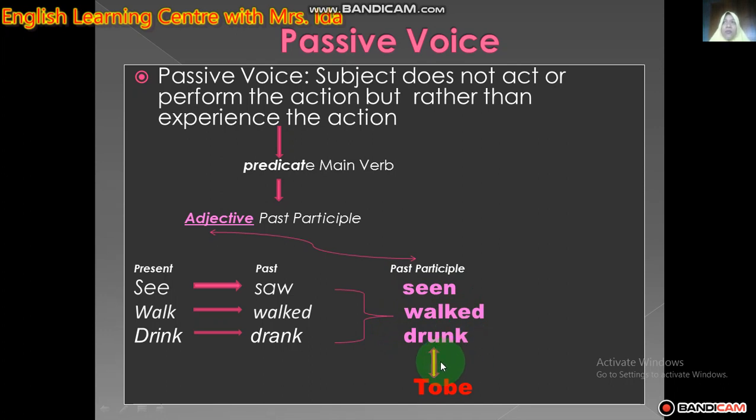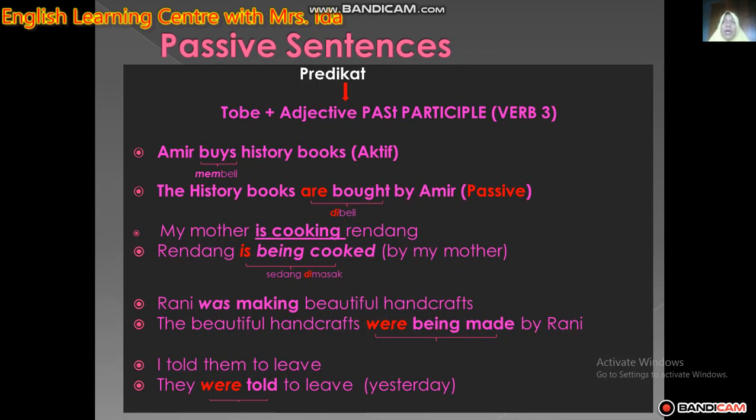Let's take a look further at a sentence of a passive voice. In passive voice, the predicate of a sentence must consist of to be and adjective past participle. What is the adjective past participle? Adjective past participle is a main verb that is changed into past participle, but it has to be used with the to be. Okay, let's see examples of passive voice.